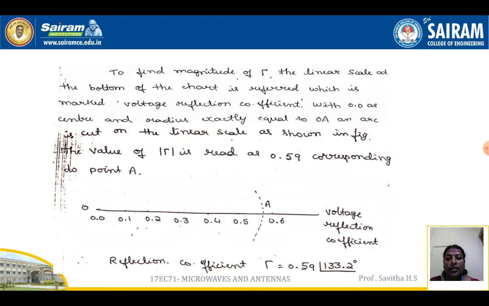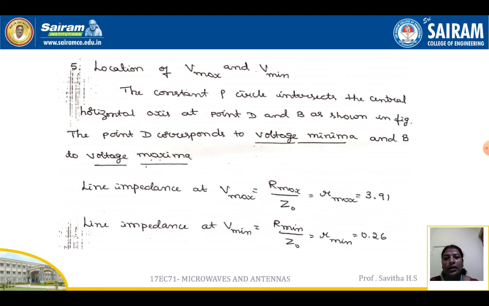So you can see in the figure, with O as center and OA as radius, an arc is cut. That value we need to take, that is 0.59. That is only the magnitude of the reflection coefficient. So the reflection coefficient is equal to the magnitude of the reflection coefficient into e to the power of j theta, that is equal to 0.59 at an angle of 133.2 degrees. So now, next, the location of V maxima and V minima.